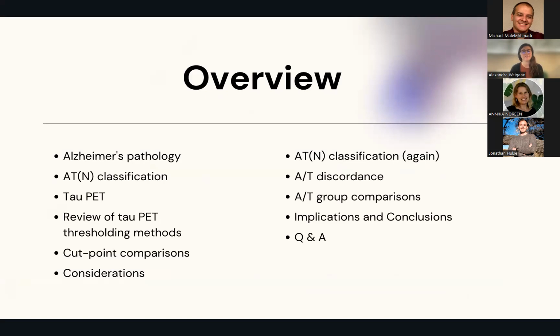I'm then going to shift my focus a little bit to discuss ATN classification again, with a specific focus on discordant, amyloid and T-tau classification, doing some comparisons across these AT discordant and concordant groups, and then talk about implications and conclusions, and lastly, open it up for discussion.